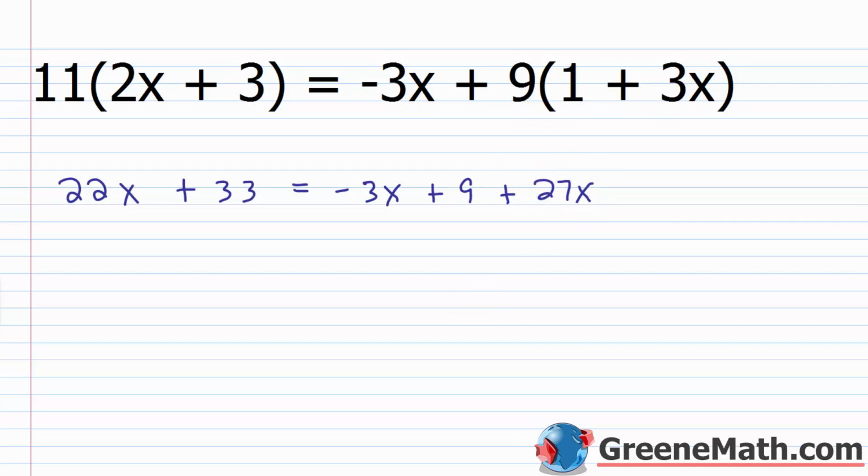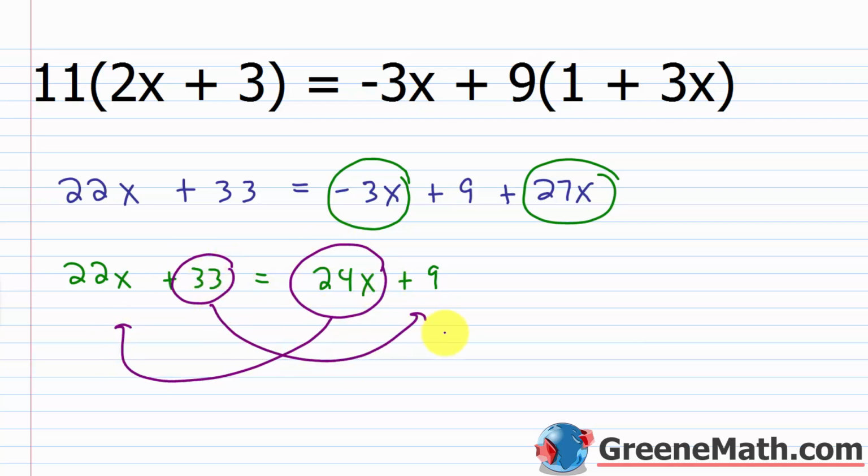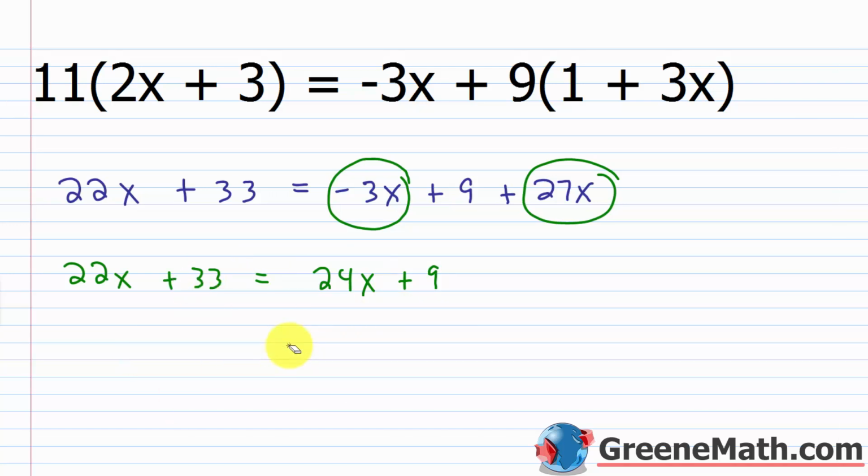So on the left, I can't really do anything else. I just have 22x plus 33. On the right, I can combine like terms. I have a negative 3x and a 27x. That would be 24x, and then plus 9. So now that I've simplified each side as much as I can, I want to move all the variable terms to one side and move the constants to the other. I'm going to move this guy over here, and I'm going to move this guy over here. The way I'm going to do that is I'm going to subtract 24x away from each side of the equation.